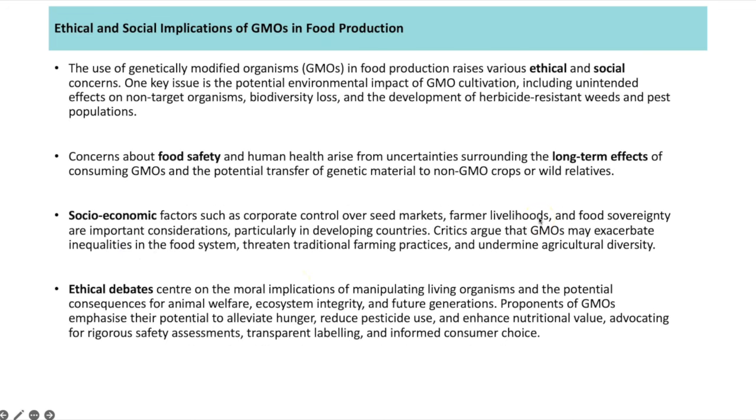But again, there are downsides to consider linked to the ethical and social implications. So the use of genetically modified organisms to produce food in this way has one issue around GM cultivation. So unintended effects maybe of non-targeted organisms. So maybe it does actually affect other organisms, not just the crop plant of interest. It could result in maybe biodiversity loss if it causes the death of other plants. And also you might get herbicide resistant weeds and pest populations.